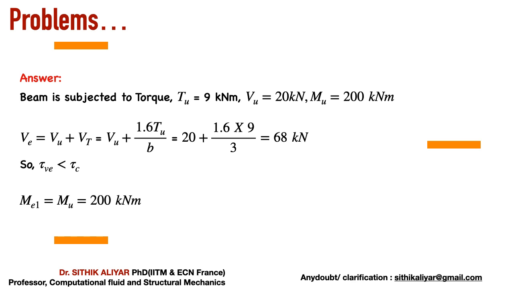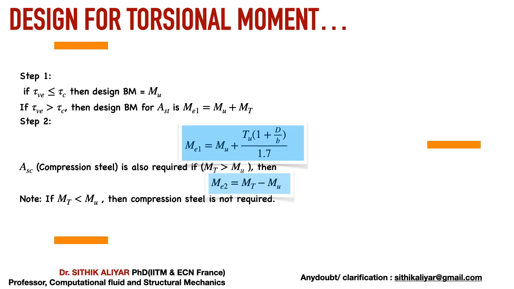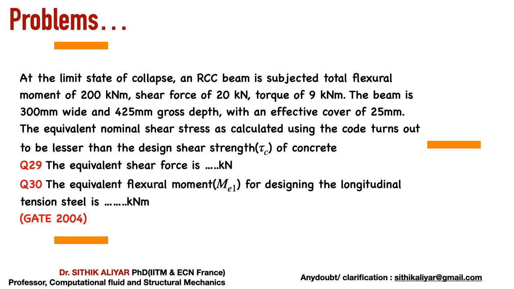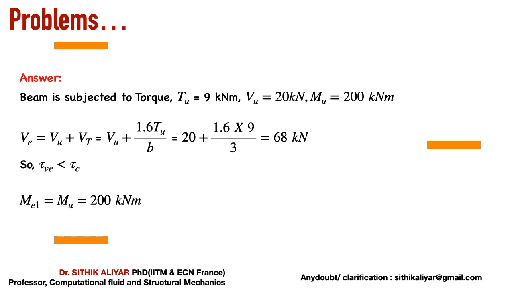Also they have given nominal shear stress is lesser than tau c. That means no need to change the bending moment, right? If you remember the condition 1 what I told you, if nominal average shear stress is lesser than tau c, then the bending moment is to be taken as the same bending moment, you need not change anything for torsion. So this is the twist in the question. So Mu1 you should take directly, what is given, 200. You should not use that formula and multiply. Remember they have given tau v is lesser than tau c, so the given bending moment is to be taken as the actual bending moment for designing the Ast.